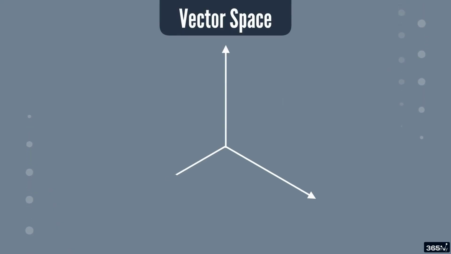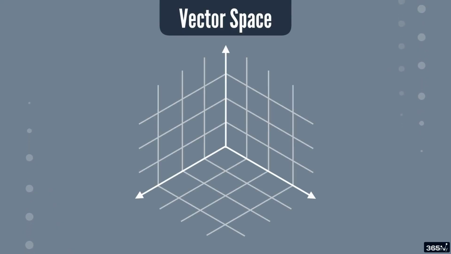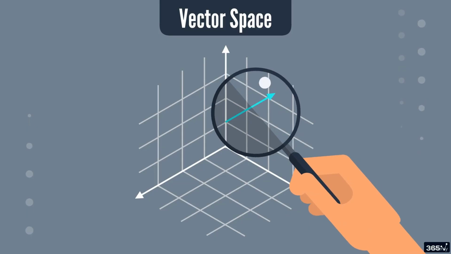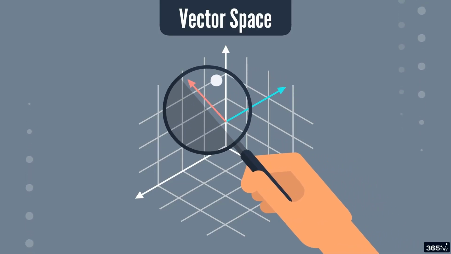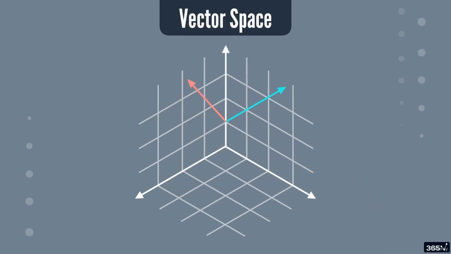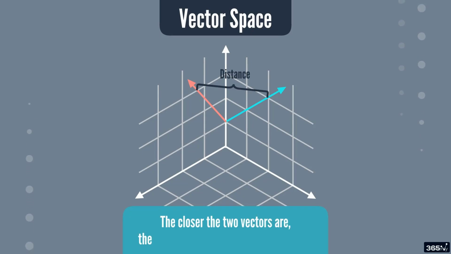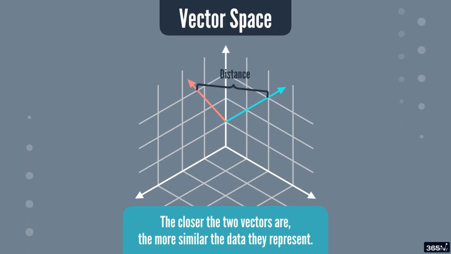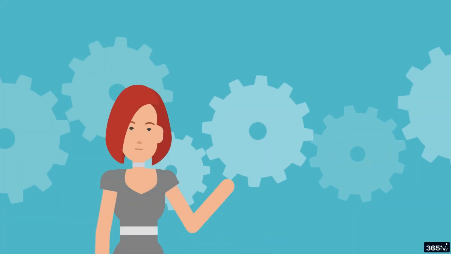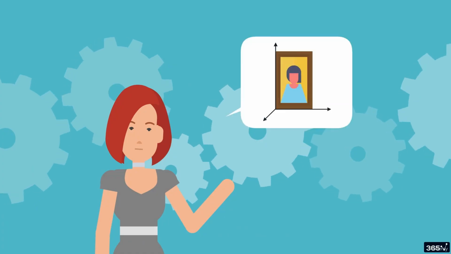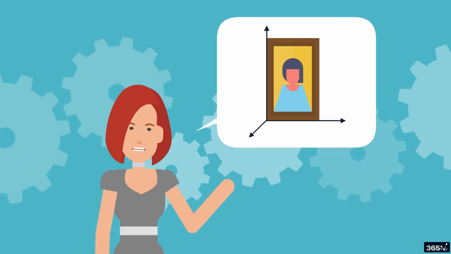Vector space is the foundation upon which the magic of similarity search is built. When we search for something similar in a vector database, we look for similarity in this multi-dimensional space. The closer the 2 vectors are, the more similar the data they represent. With that in mind, let's explore how a vector database is created using our gallery of paintings as an example.